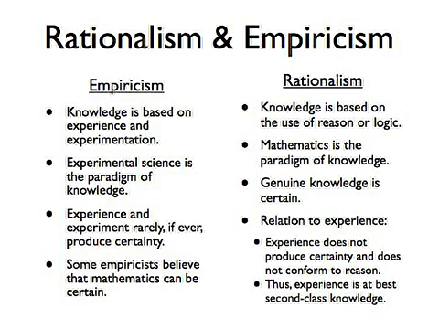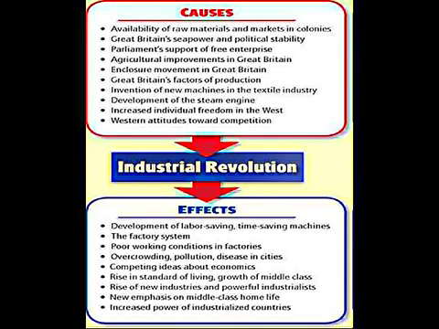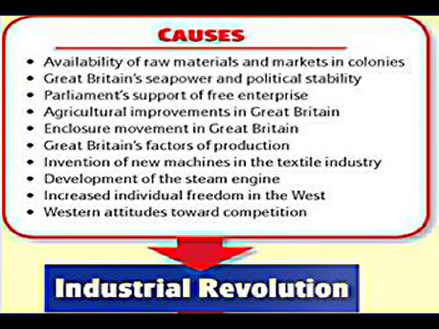Trustable knowledge is only certain if it is based on mathematics. Experience will never produce certainty and does not conform to reason. So, all kinds of knowledge based on experience have to be considered second-class knowledge. So, to sum up the causes of the Industrial Revolution: raw materials had become available because of the colonies of the Empire, the British Empire.